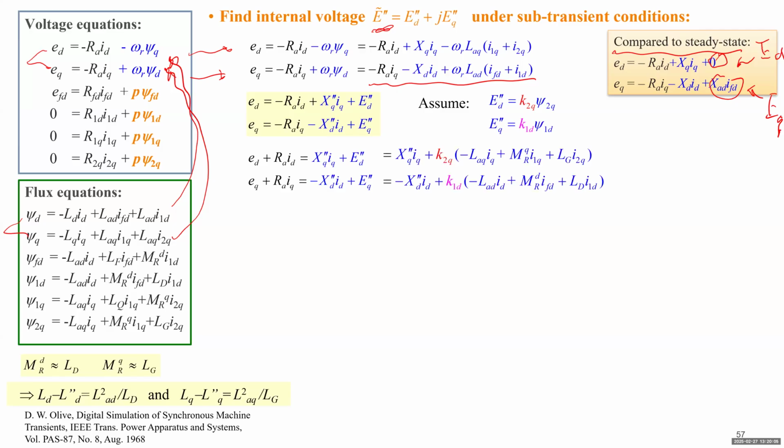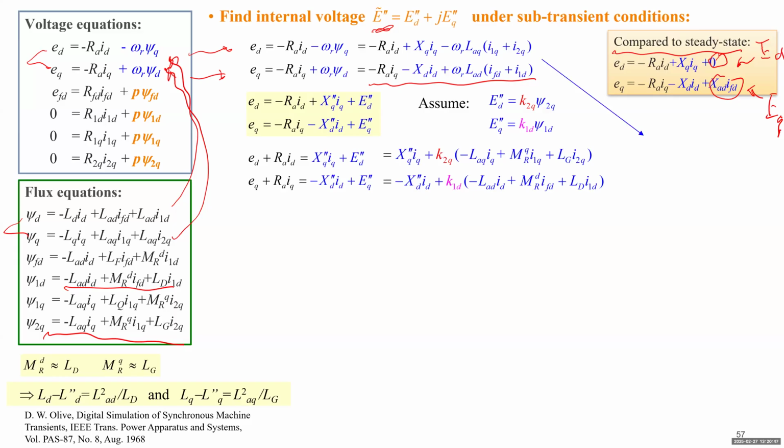So next we move on. Then you just need to replace ED double prime by this item, and here by this item, and then you can utilize the two flux linkage equations about psi 2q and psi 1d. So psi 2q will be the bottom one. You have psi 2q from here, and psi 1d from here. So you plug those two items in here in the parentheses. And next step, you just solve for K2Q and K1D. You just go ahead and solve it.